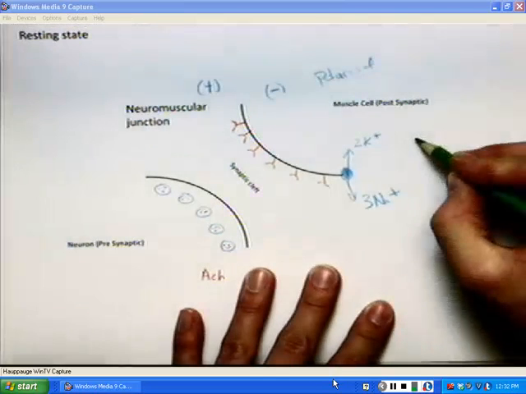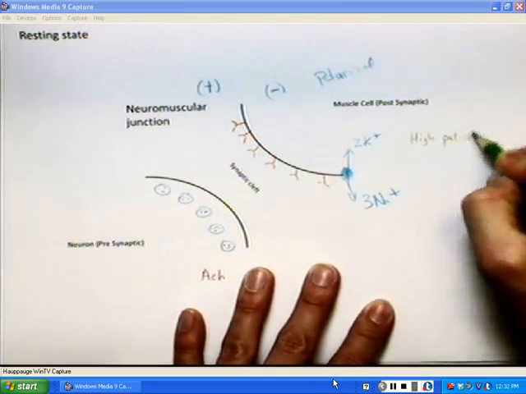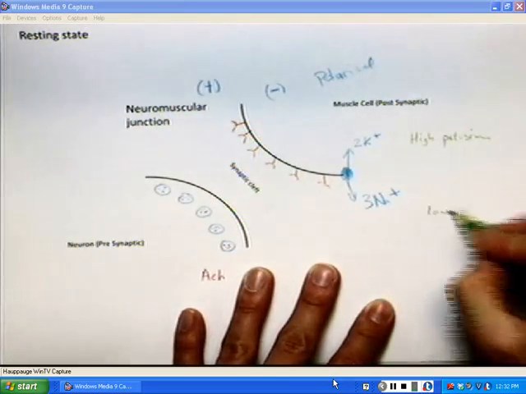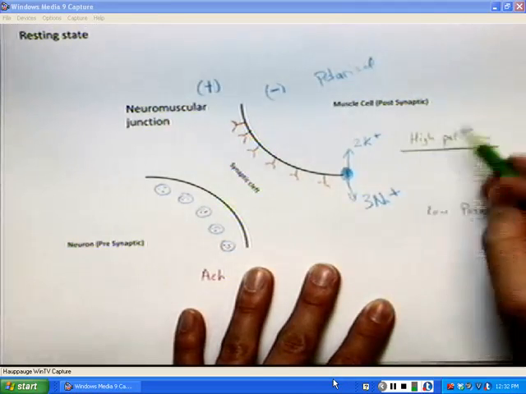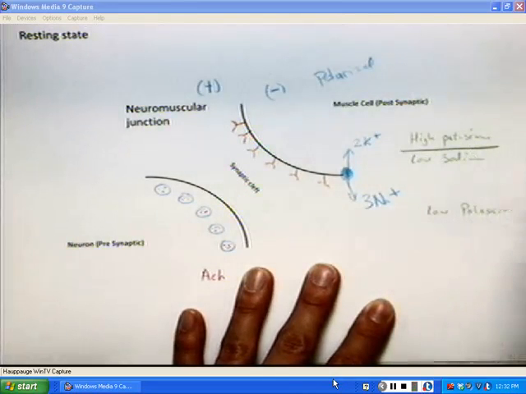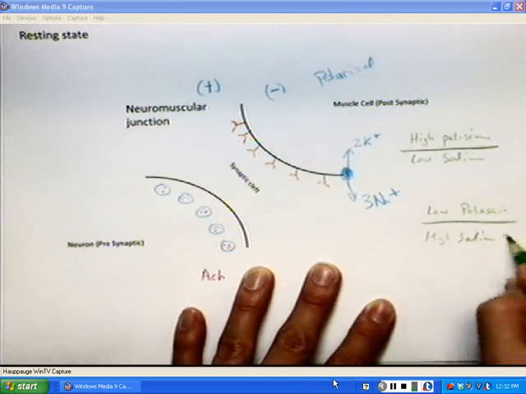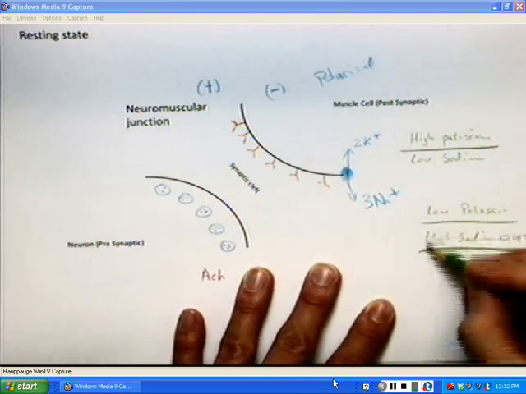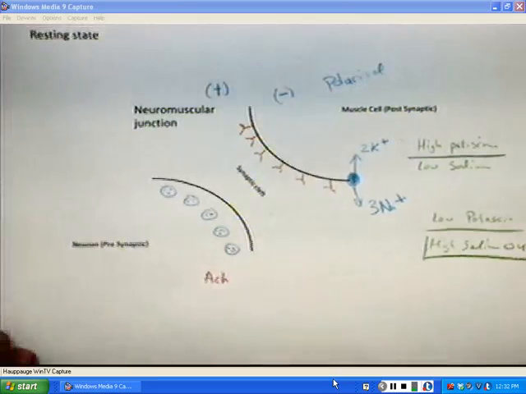So as we think about this cell, it is high potassium inside, and it is low potassium on the outside. It also means it is low sodium in, high sodium out. Now this is critical for the next step that we've got to look at as we move on to the next phase that we call depolarization.